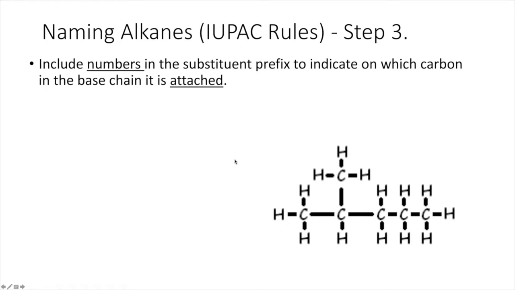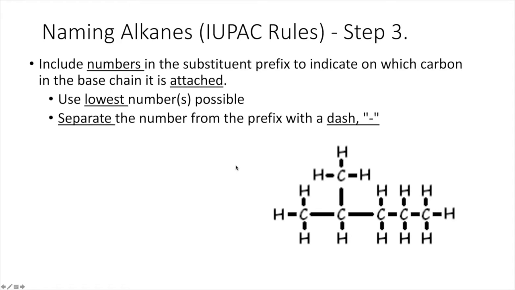All right, so one other rule to keep in mind when applying these numbers is that you want to have the lowest numbers possible in the name. And then the convention is to separate the numbers from words with a dash. Let's say that this is our carbon number 1. So this would be carbon number 2. This would be carbon number 3. This would be 4. This would be 5. That gives us the lowest number possible, which is what we're shooting for right here, right?